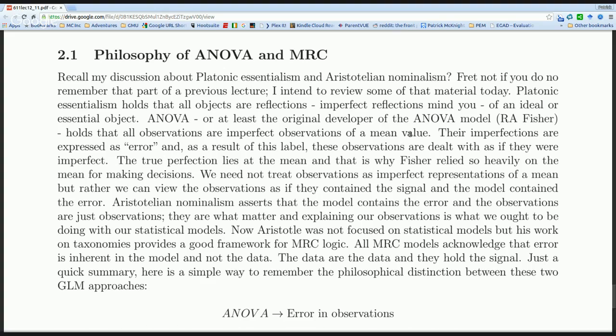And the reason why you remember that is it will help you understand the logic and the way errors or residuals are viewed. So I'm going to deal with them one at a time. First, to distinguish between these two, Platonic essentialism is very simple.